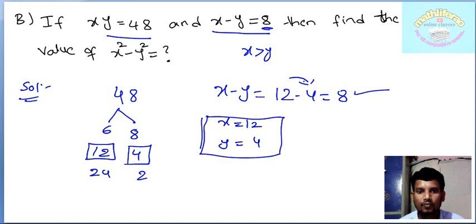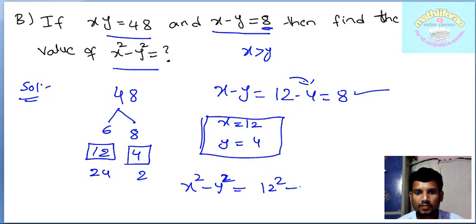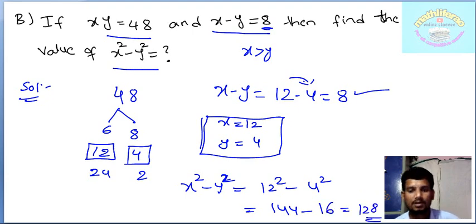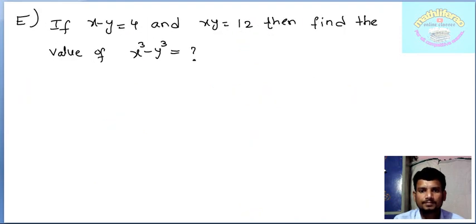Now to find the value of x square minus y square. x square minus y square equals x square value 12 square minus y square value 4 square. 12 square is 144 minus 4 square 16. 144 minus 16 is 128. This is your answer. Next question here.